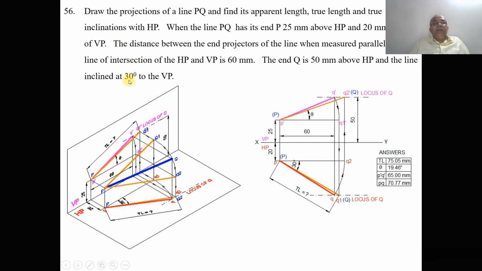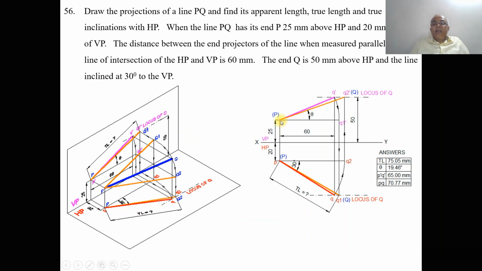Now he has given the true inclination with respect to VP. So the line is inclined at 30 degrees to the VP, which means it is the true inclination line. We know that it is the true length in the top view, which means the front view line has to be parallel. The front view line is P dash Q dash.